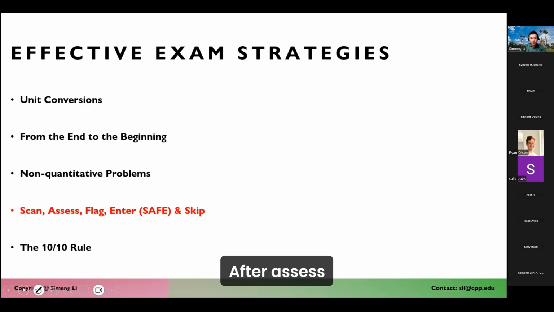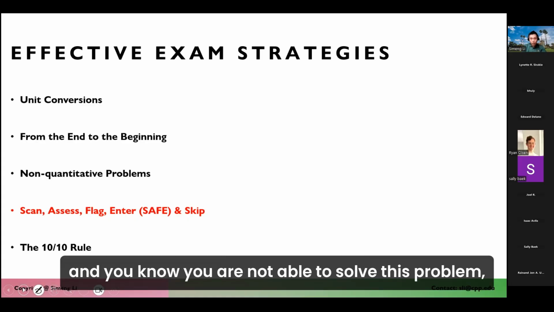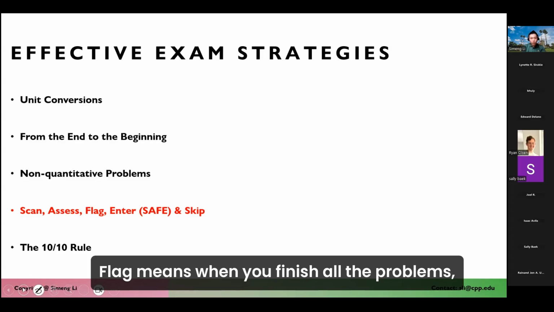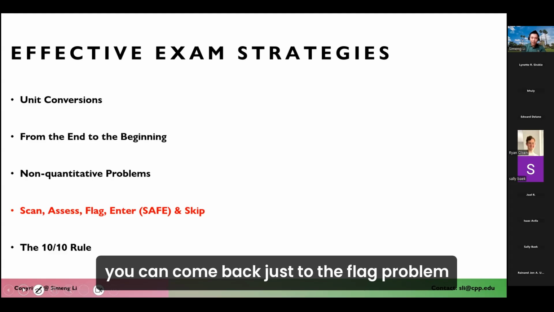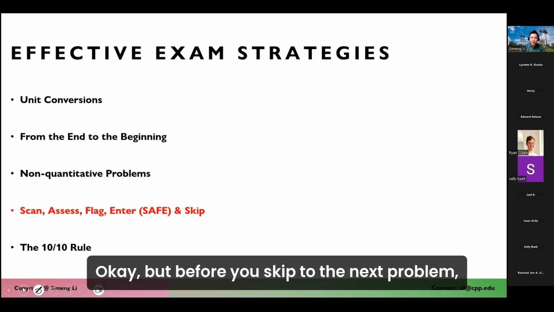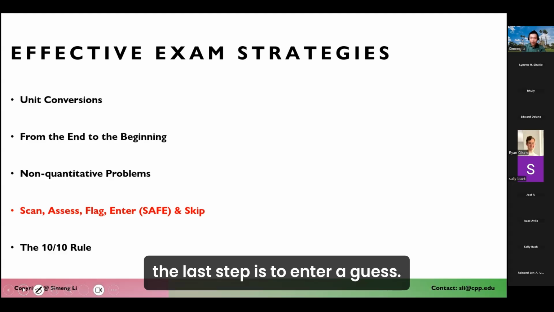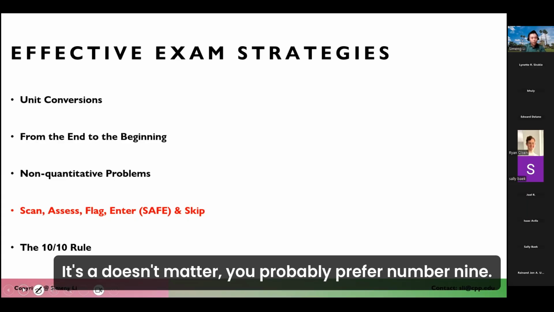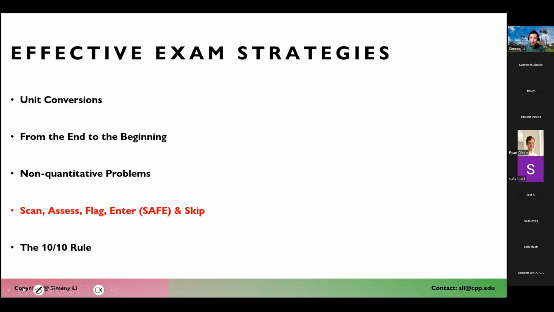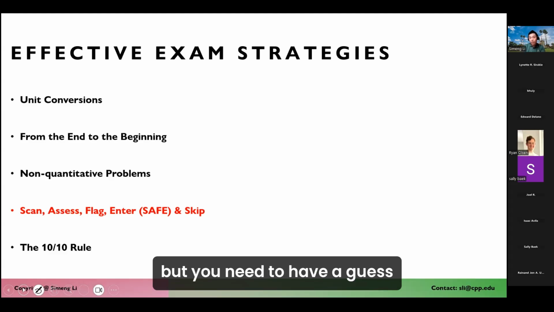The next step after assess, if you know you are not able to solve this problem, is to flag this problem. Flag means when you finish all the problems, you can come back to just the flagged problems and give a second try if you have time. But before you skip to the next problem, the last step is to enter a guess. You probably prefer A, just guess A. Doesn't matter. You probably prefer number 9, just guess a number that has 9 in it. It doesn't matter what you guess, but you need to have a guess.